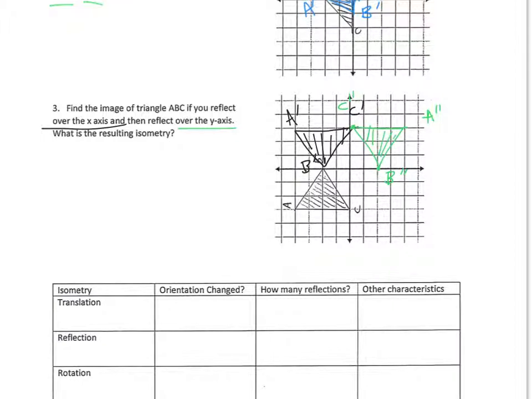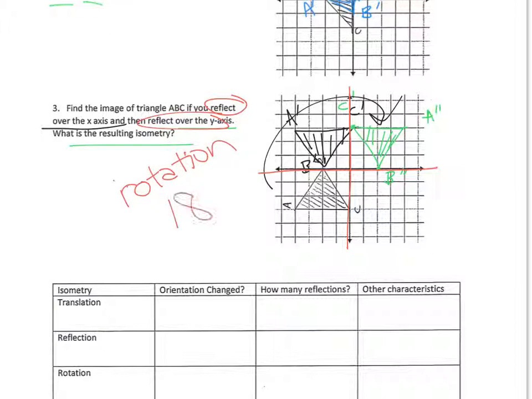What is the resulting isometry? So what happened? Well, how would you describe this going from here to here? So if you look, we've reflected it over two intersecting lines. Both of these were reflections. So reflections over two intersecting lines is going to be a rotation. So we rotated it. You might be able to tell that we actually rotated 180 degrees. If you reflect something over the x-axis and y-axis, it's going to be rotated 180 degrees.